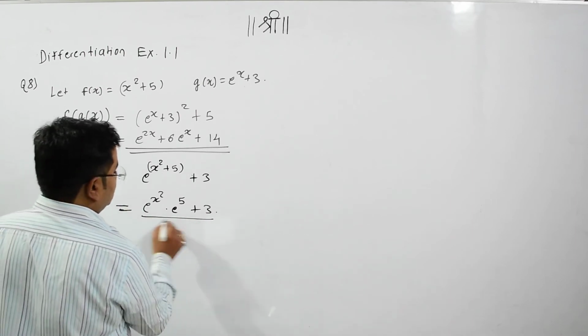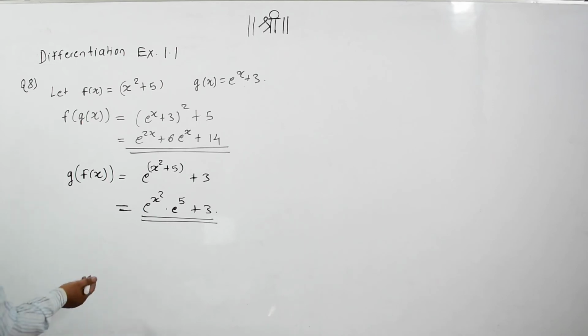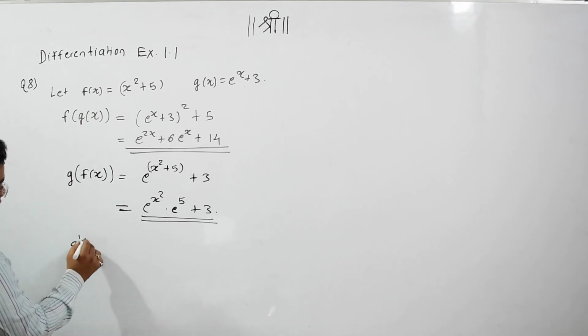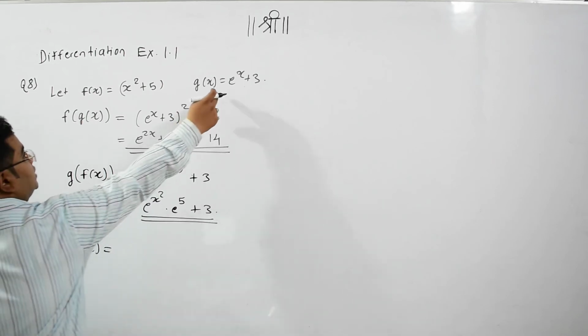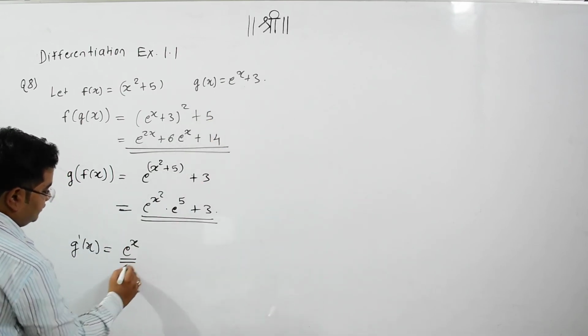And this was your required fill in the blanks. Next step is what? g dash of x. So g dash of x, all of you know that. So g dash of x is equal to what? e raised to x only, nothing else. So e raised to x. This was the fill in the blanks.